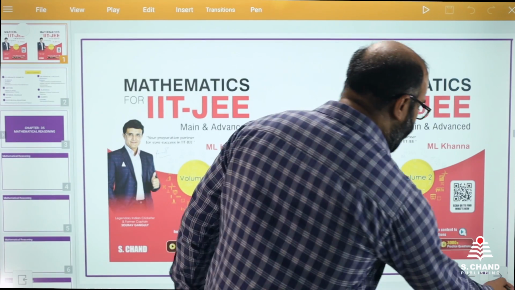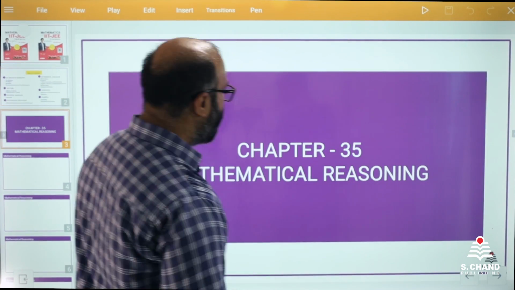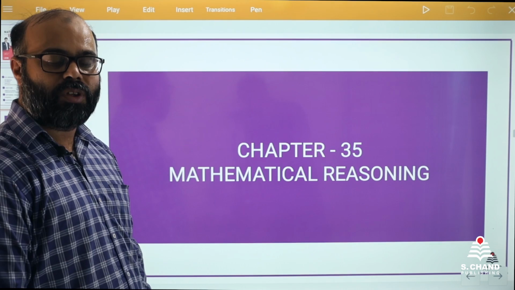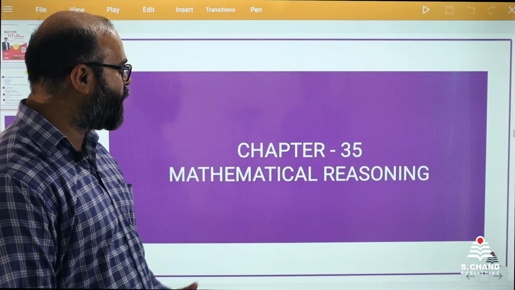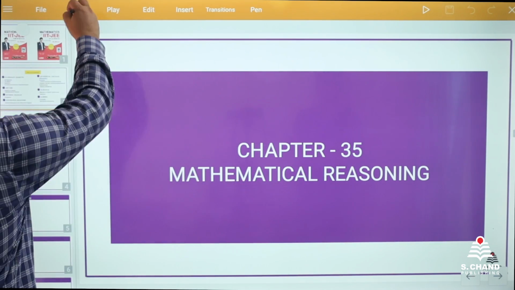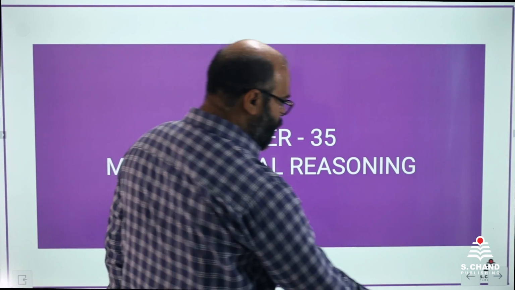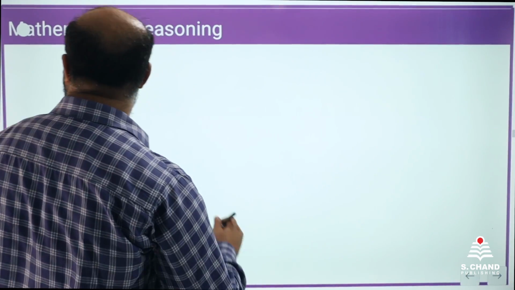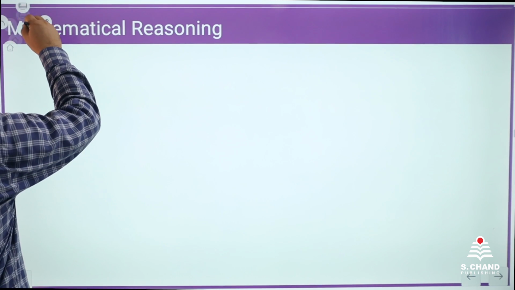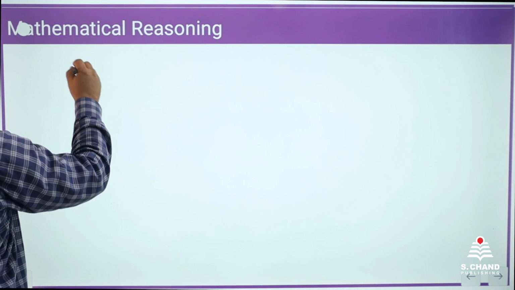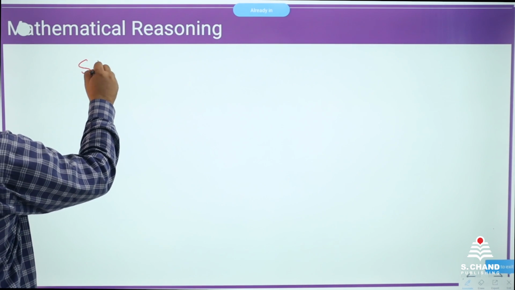And the concerned chapter here is the 35th, which is the last chapter. It is of volume 2 of the book. Its name is Mathematical Reasoning. So if we talk about the theory part of this chapter, it basically starts from the definition of a statement. So what is a statement?